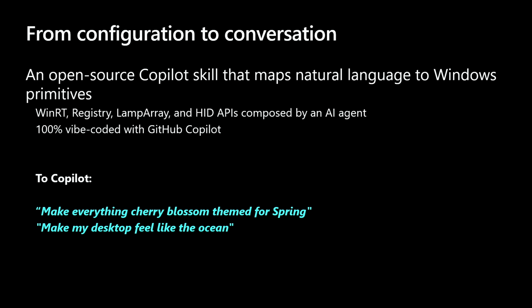This intelligence layer, paired with exposed Windows capabilities, means that we can get creative here. You say, make everything cherry blossom themed for spring, and the agent picks your wallpaper, chooses a pink accent color, enables taskbar color using skill commands that map to real Windows APIs. The skill I'll be demoing is an open source Copilot skill.